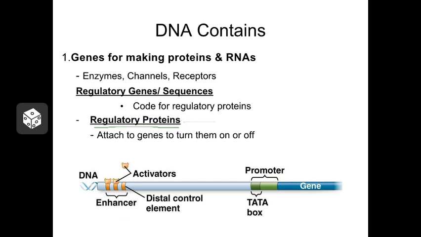Now, there are genes built into the DNA for these proteins, and the genes that make regulatory proteins are called regulatory genes or sequences. So within the DNA, in amongst the genes for building things like enzymes and channels and receptors, are genes for making proteins that will control the expression of those enzymes, channels, and receptors.